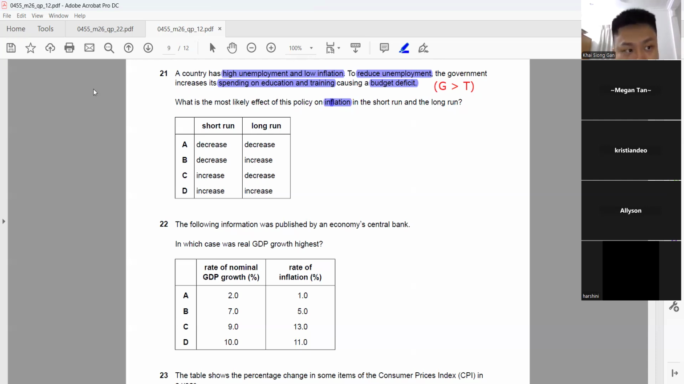They spend more, so for the short run, there will be higher inflation. In the long run, when the training improves their productivity, they are more efficient, they are able to produce at a lower cost, and that results in lower prices. In the long run, inflation will decrease. So the answer is C, 21C.